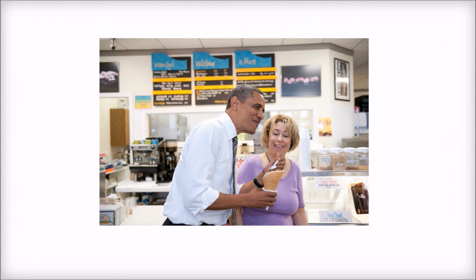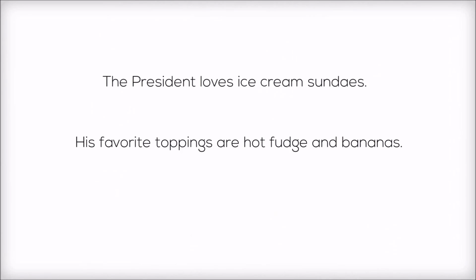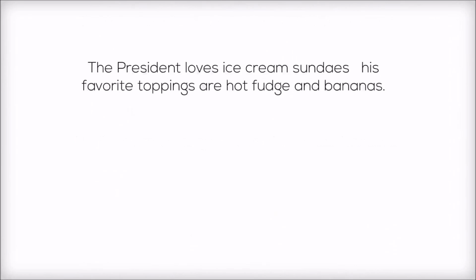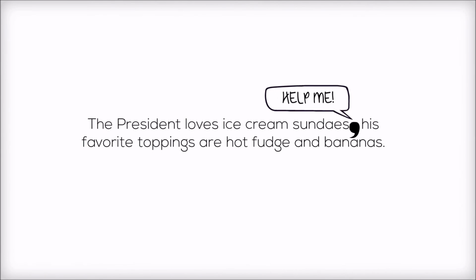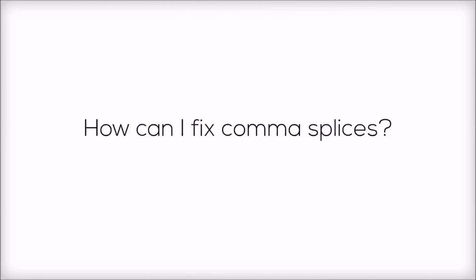Let's explain all of this with an example. Check out this sentence. The president loves ice cream sundaes, his favorite toppings are hot fudge and bananas. This is a perfect example of a comma splice. The two parts of the sentence are independent clauses because they make sense as individual sentences. The poor little comma can't handle both of them on its own. It needs help. So how can you fix this sentence? You have a few options.